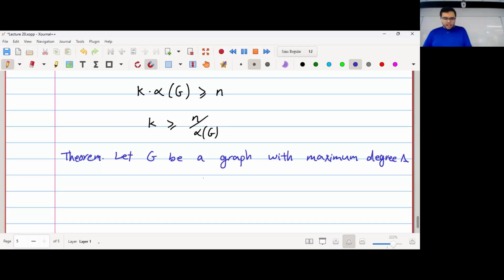Okay. I claim that the chromatic number of G, by the way, I forgot if this was supposed to be written like this or like this. I don't know Greek. The chromatic number of G is going to be less than or equal to 1 plus delta. So if my vertices have different degrees and the largest degree among my vertices is delta, then I need at most delta plus 1 colors to color all of my graph.